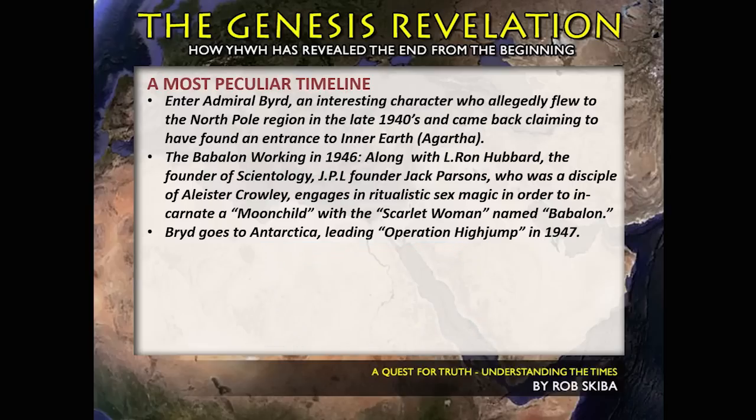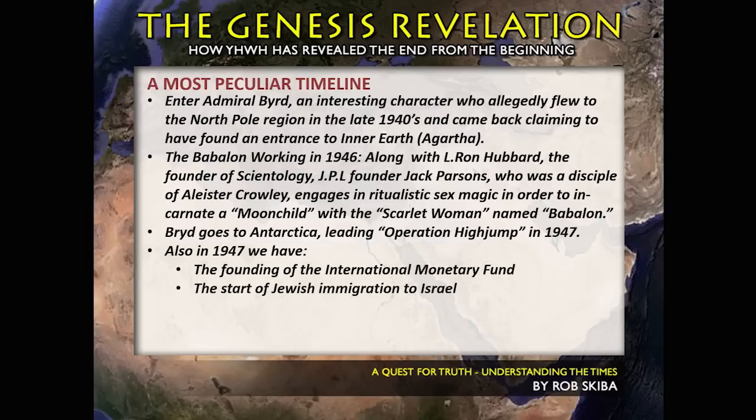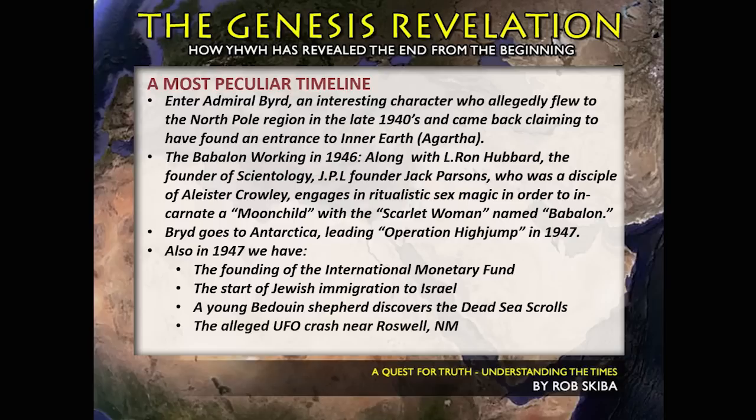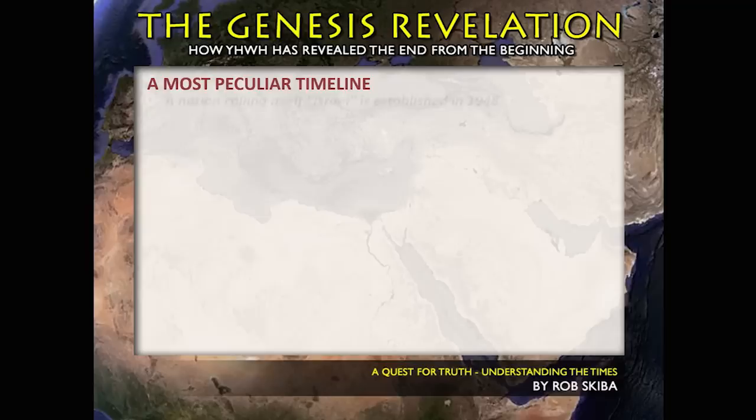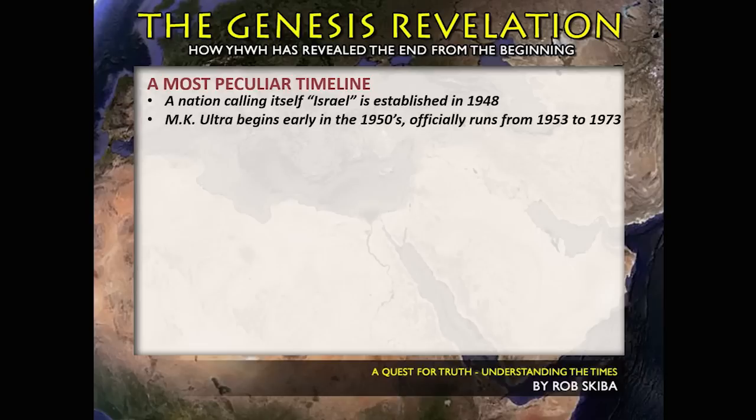So, in 1947, we also have the founding of the International Monetary Fund, the start of the Jewish immigration to Israel, a young Bedouin shepherd discovers the Dead Sea Scrolls, and the alleged UFO crash happens in Roswell, New Mexico. Things are starting to happen that make me go, what's happening here? A nation called Israel is established in 1948, MK Ultra begins early in the 1950s, officially runs from 1953 to 1973.